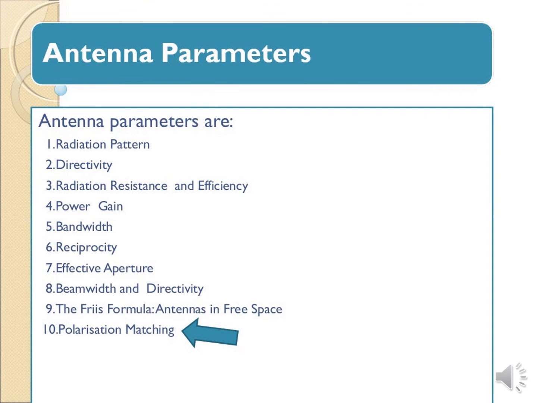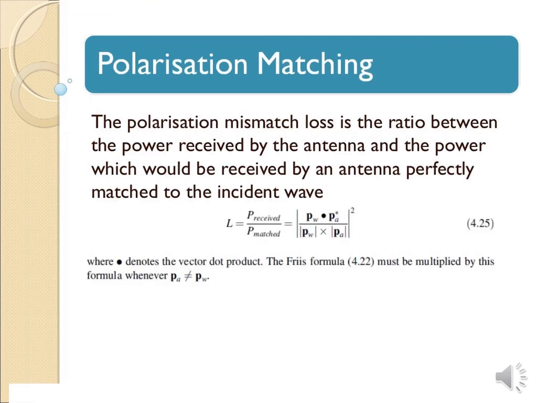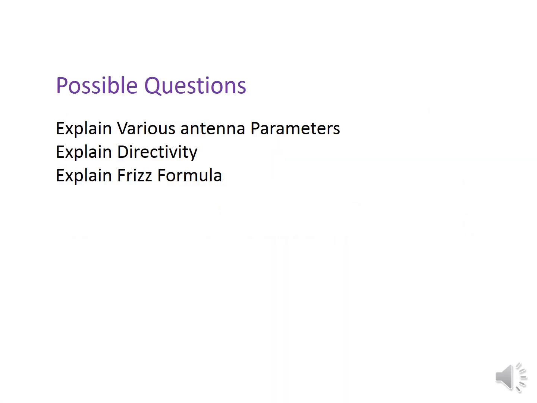Finally, let's see polarization matching. In simple words, polarization mismatch loss is defined as the ratio of the power received by the antenna to the power that would be received by the antenna if it were perfectly matched to the incident wave. We have a formula for that. It is given in the slide, so you can just note it down.